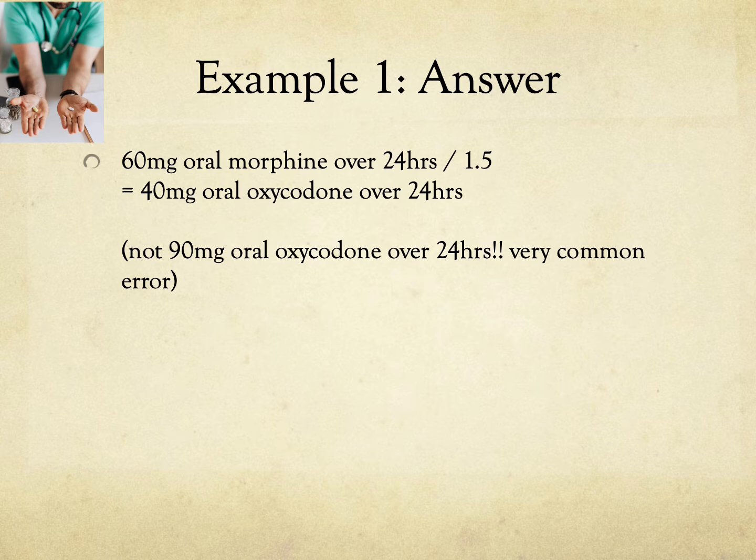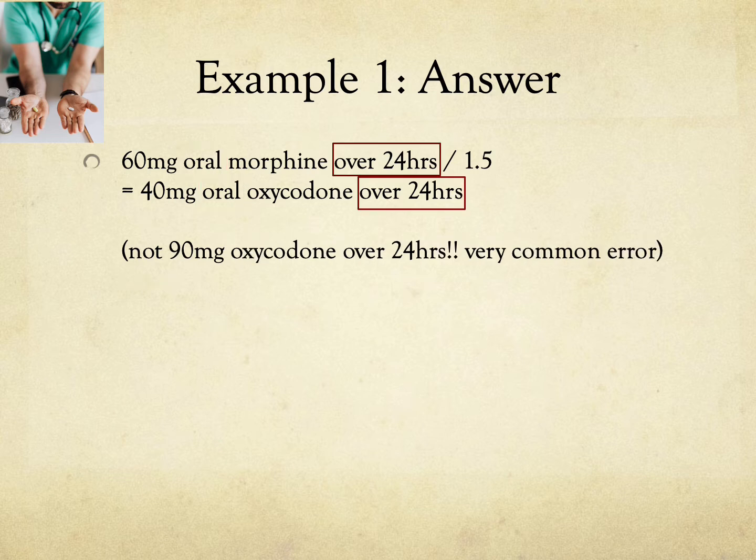Did you by any chance happen to get the answer 90 milligrams? It's a very common error to flip the ratio the wrong way. 1 milligram of oral oxycodone is equivalent to 1.5 milligrams of oral morphine. So 40 milligrams oral oxycodone is 60 milligrams of oral morphine. Another way to think about it is that oxycodone is stronger than morphine, so the dose equivalent must be smaller. Note how we document the route, the time period if applicable, for instance over 24 hours, and the ratio used.